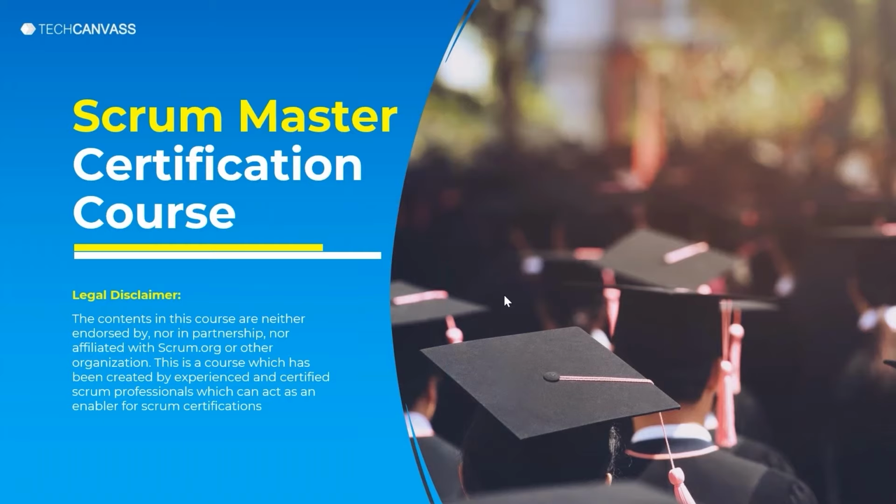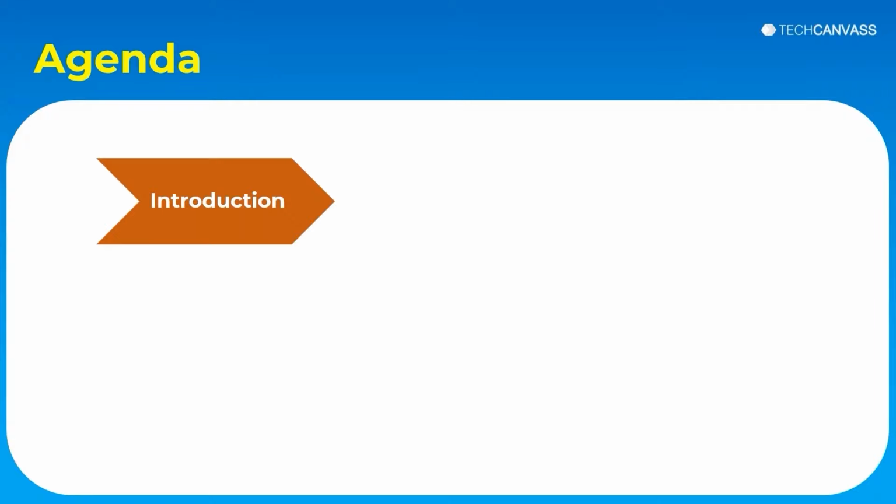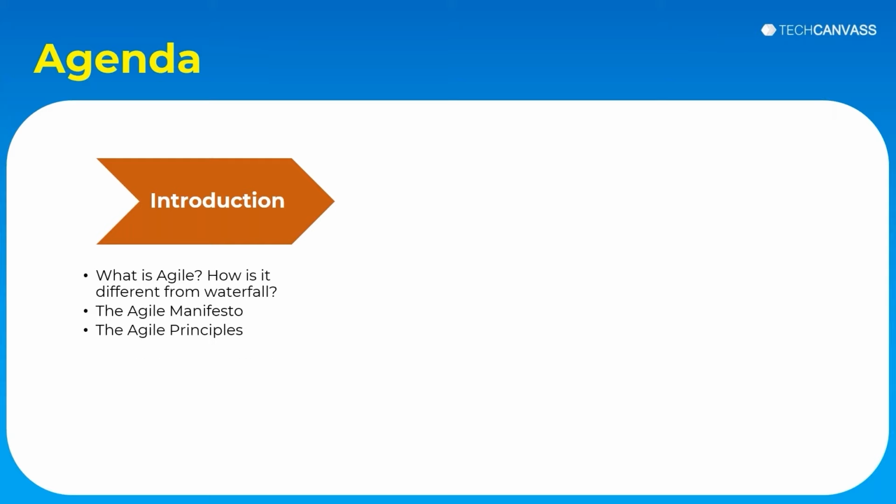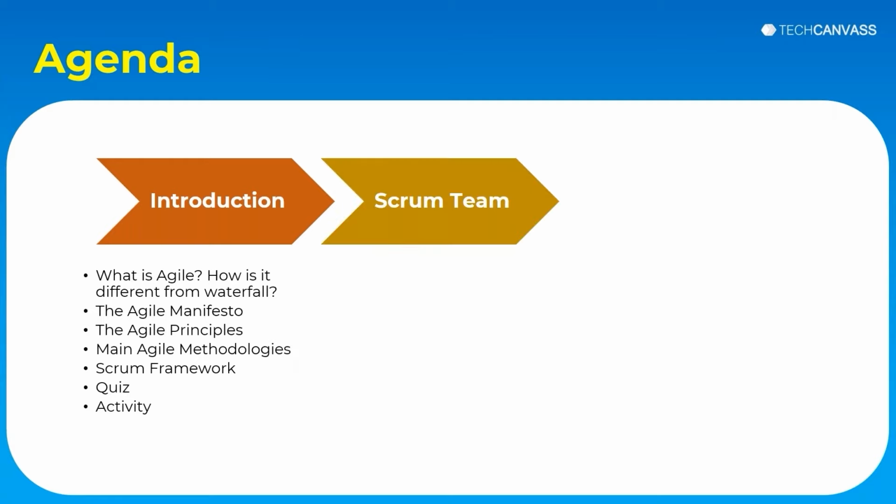Now for your benefit and understanding, we have divided the course into several modules. In the first module, we will be covering the introduction, which talks about what is Agile and how different it is from the waterfall model, the Agile Manifesto, the Agile principles, the main Agile methodologies, the Scrum framework, and to end up, we have some quiz and activities. In the second module, we will cover the Scrum team, which mainly comprises the product owner, the Scrum Master, and the development team.